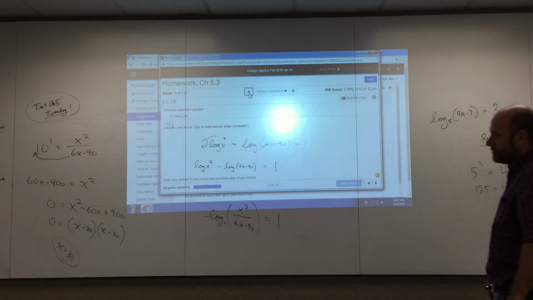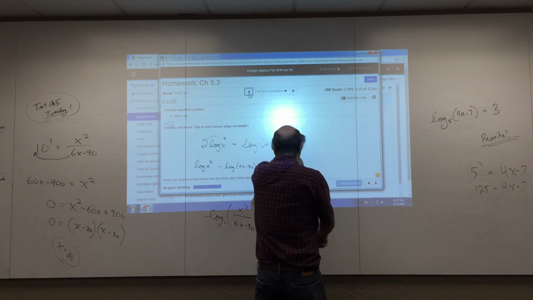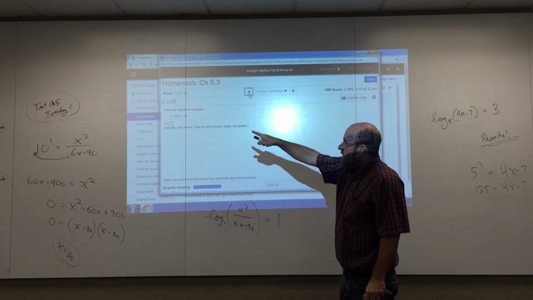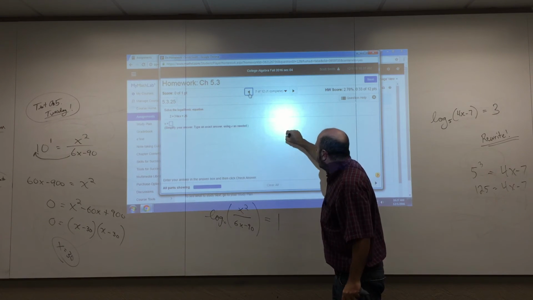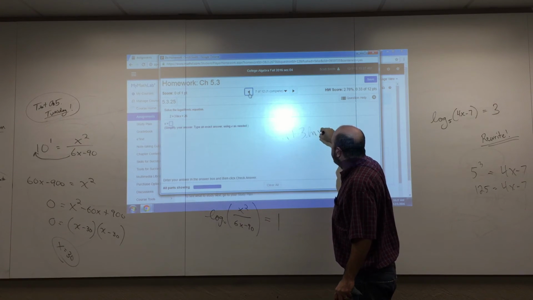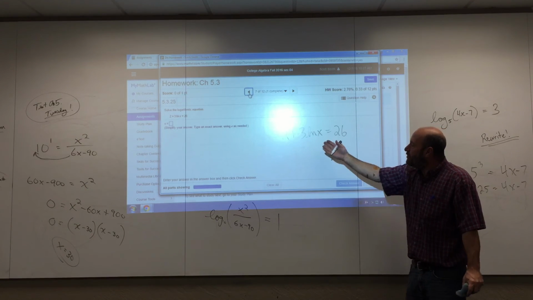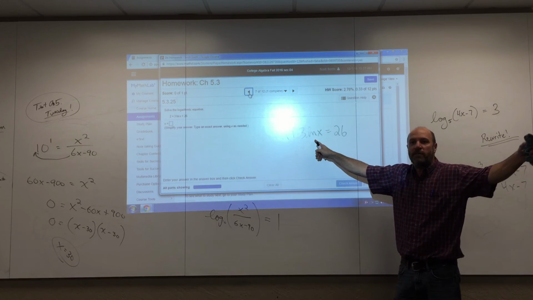See, here's another one. Look, here's one more here. And then I got some other things I got to talk about, but here's one more of these. And maybe you can read it, and I'll blow it up for you. 2 plus 3 ln x equals 26, right? And at least this time there's just one log, but I do want it by itself. So what do you want me to do? Tell me.